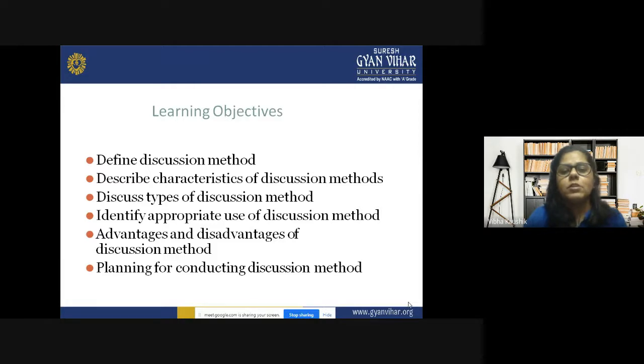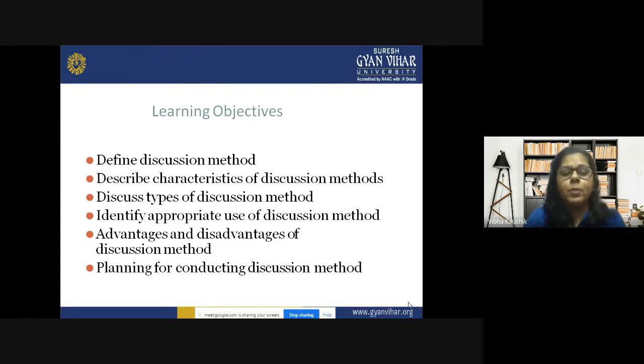Describe characteristics of the discussion method, means you will be able to describe the different characteristics of a discussion method. Discuss types of discussion method, the various types of discussion methods. Identify appropriate use of discussion method.